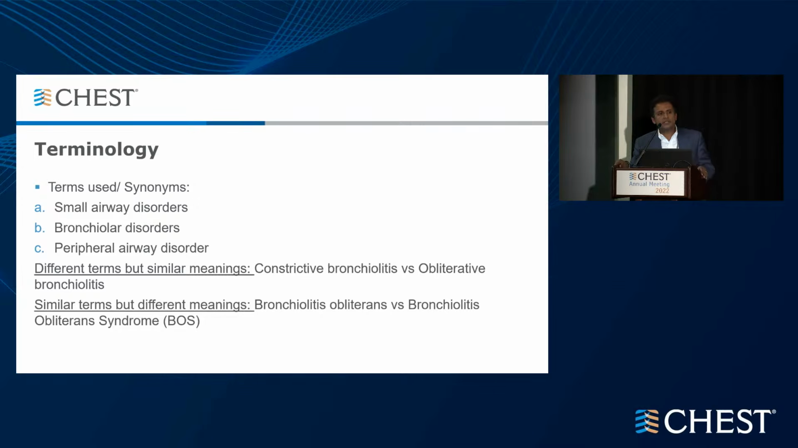On the other hand, there are similar terms, but they have different meanings. The classic example is bronchiolitis obliterans and bronchiolitis obliterans syndrome, and they actually mean 2 different things. While the pathology might be the same, bronchiolitis obliterans syndrome, as we all know, refers to the syndrome seen after transplant and basically secondary to a constrictive bronchiolar process going on. So in this way, you can see how the terminologies are different. There are several terms and some similar terms, but different meanings. So this all adds to the confusion with regards to bronchiolitis or bronchiolar disorders.